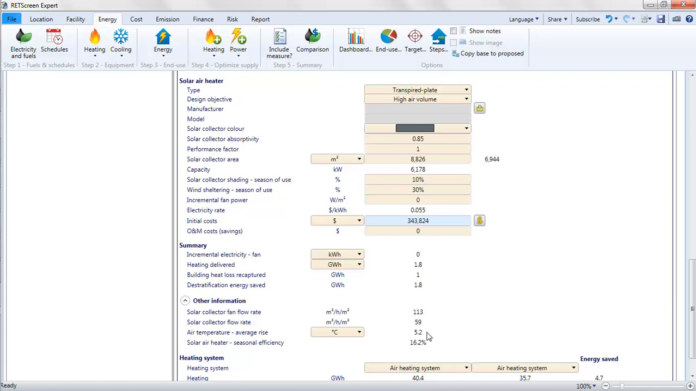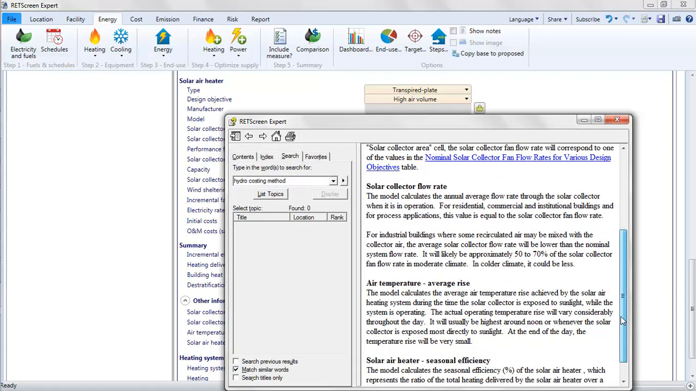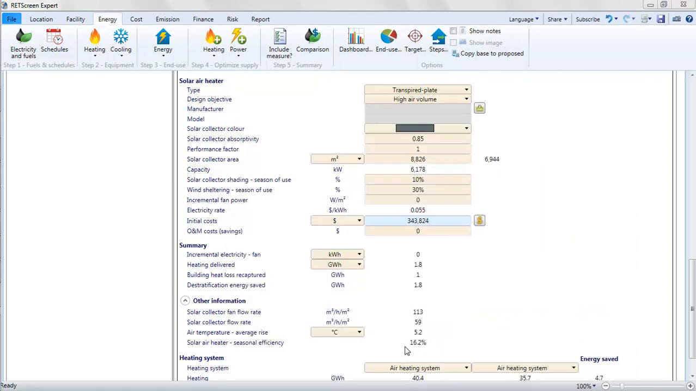On average over the entire season of use, there's a 5.2 degrees Celsius air temperature rise for the solar heated air, and this results in an efficiency of 16.2%, which seems a bit low, but keep in mind that that is being calculated, as indicated on the help, by comparison with the total solar energy available over the entire year. And much of that is available in the summer when we don't have use for heating, so it makes the efficiency look lower than the actual operational efficiency during winter.